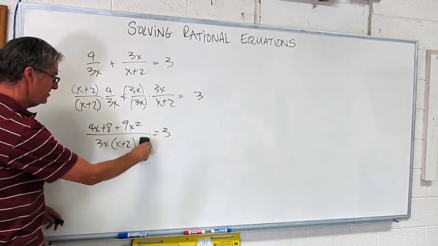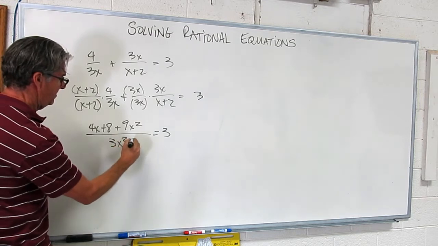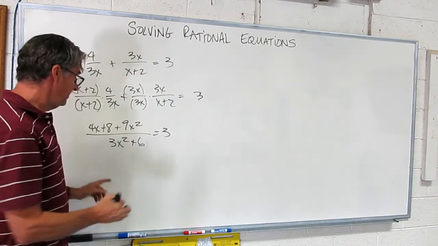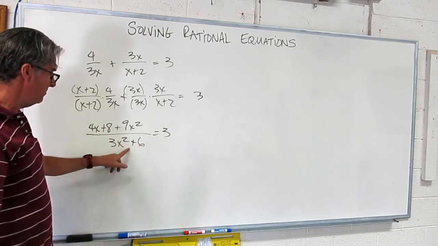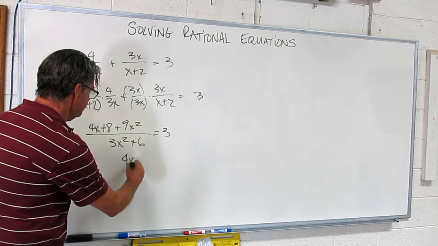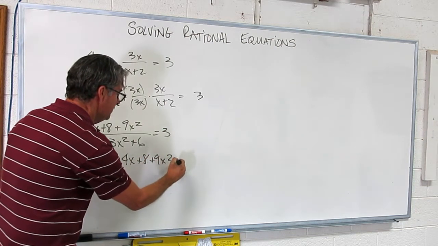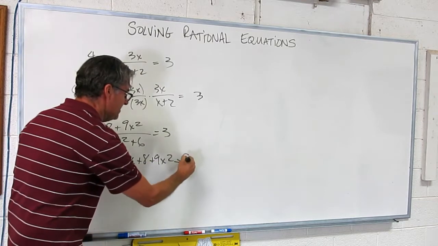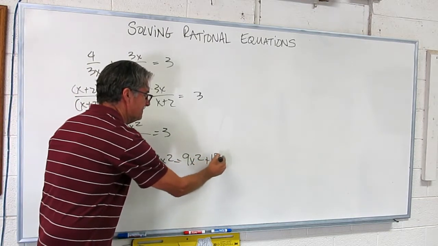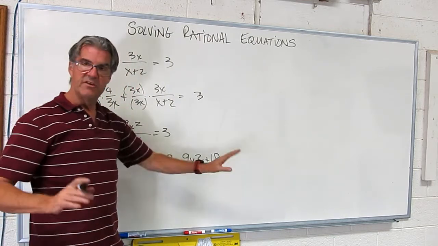Now I'm going to go ahead and simplify this. 3x times x plus 2 is 3x squared plus 6x. Because this is going to let me get to my next step right away. So I'm going to cross multiply this by that to get it out of the bottom. It's going to give me 4x plus 8 plus 9x squared equals, oh, look at that, another 9x squared plus 18. So now I have my nice straightforward equation, no more fractions.